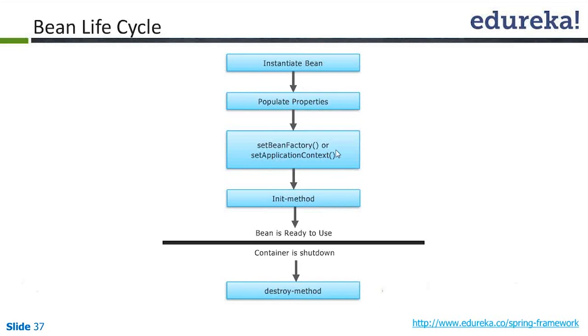There are two kinds of injection that we can follow: either setter injection or constructor injection. We'll talk about it more. Then the bean may be associated with an initialization method, which will be executed once the bean is constructed, and then the bean is ready to use. And when the container is shut down, there would be destroy methods associated with each bean. Those beans would call the destroy method once the container is shut down. We will see this lifecycle throughout all our examples. Don't worry about it.